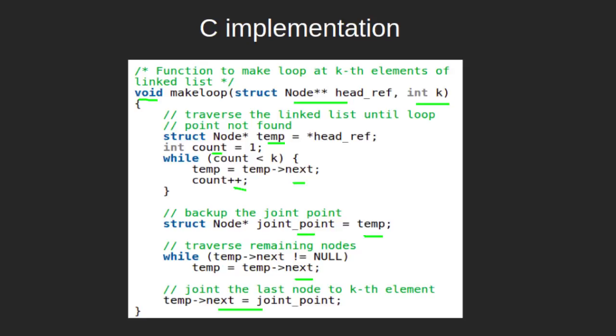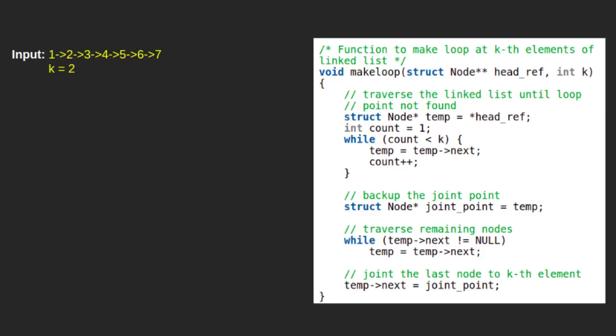Let's verify the code using an example. So we are given a linked list 1, 2, 3, 4, 5, 6, 7 and k as 2, meaning we have to form a loop at the second position of the linked list. So we pass this k and head in the function make loop. Initially head will point to 1. We initialize temp with the head of the linked list. So initially temp will point to 1. We also declare a variable count and initialize it with 1.